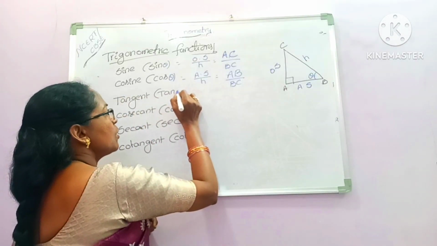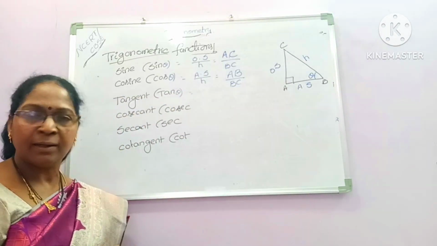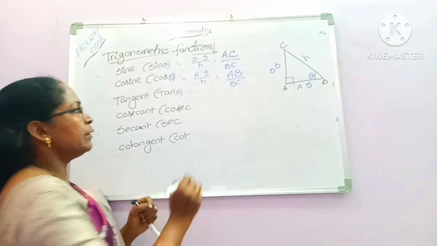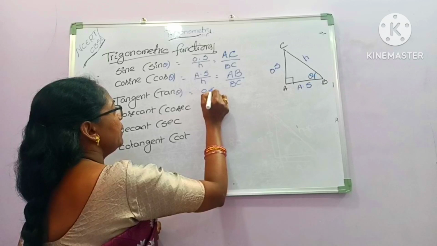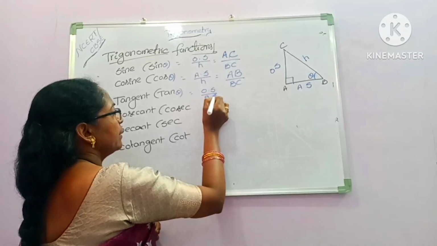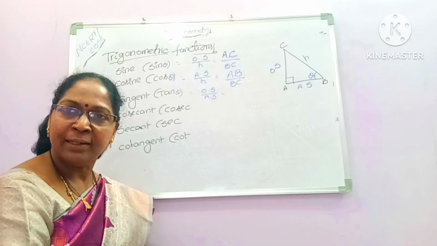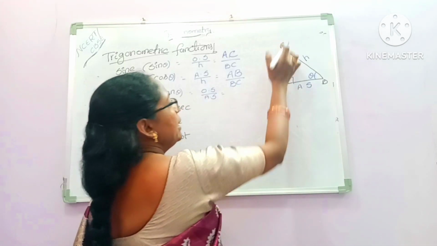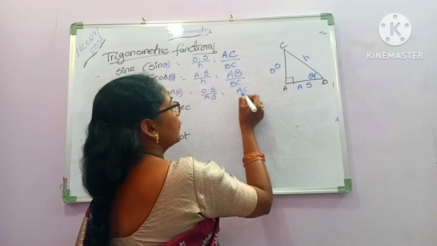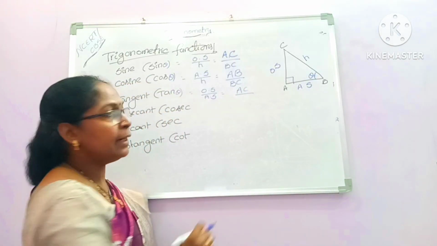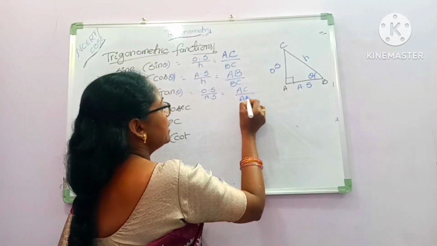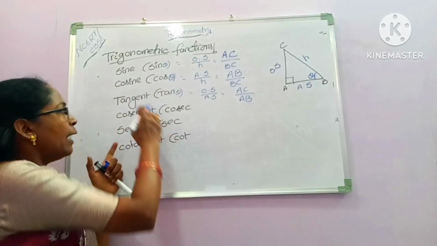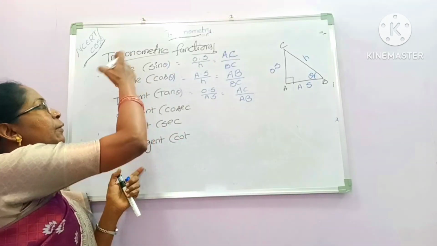Tangent. Tangent short form is tan. Here angle is theta. So tan theta equal to opposite side by adjacent side. What is opposite side in this right angle triangle? AC is the opposite side. And what is adjacent side here? AB is adjacent side.